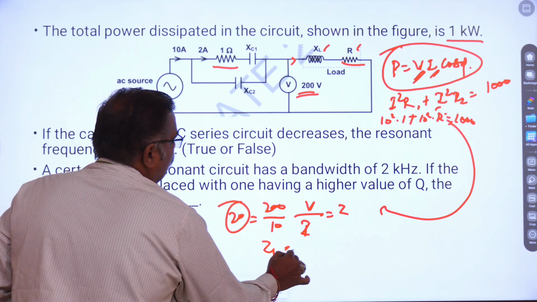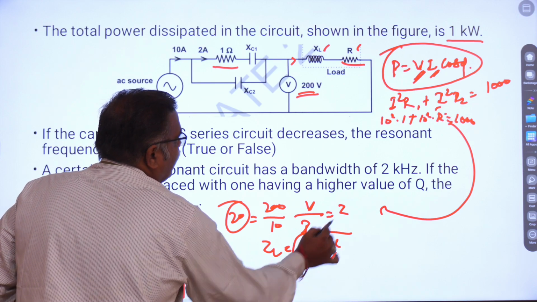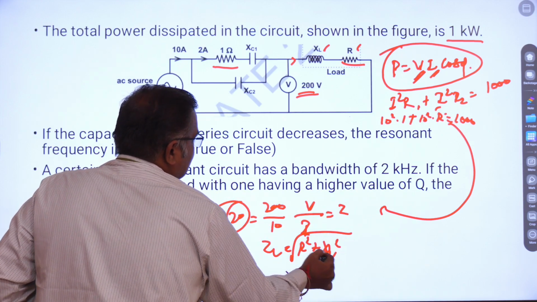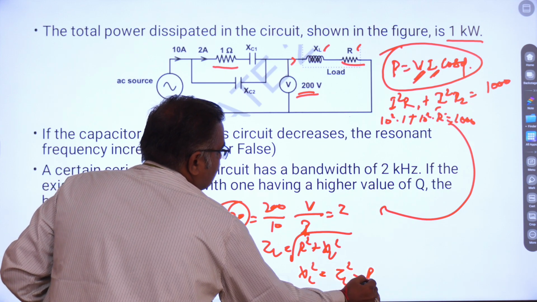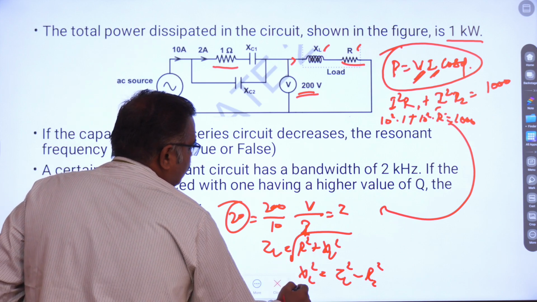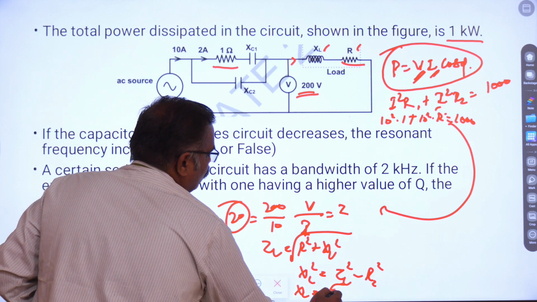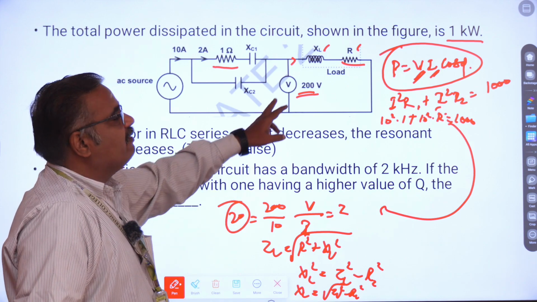Impedance is equal to the square root of R square plus XL square. R is obtained from the previous calculation, and XL we can solve. So XL square is equal to Z square minus R square. Since R is calculated, from this you can calculate the value of XL, which is the square root of Z square minus R square. This is how we can calculate the value of XL.